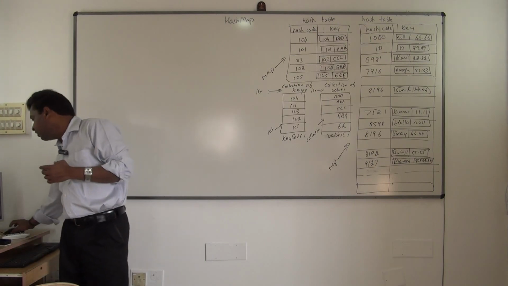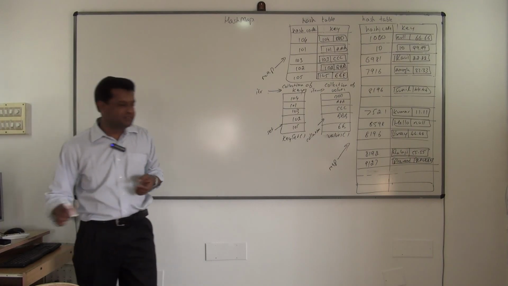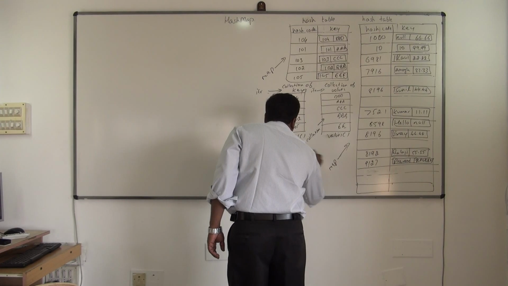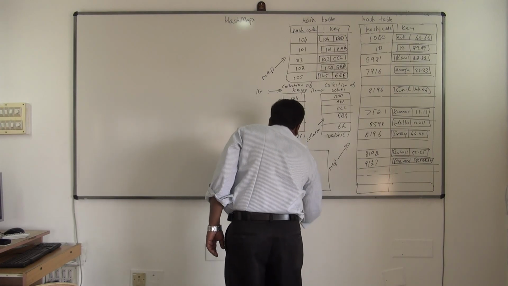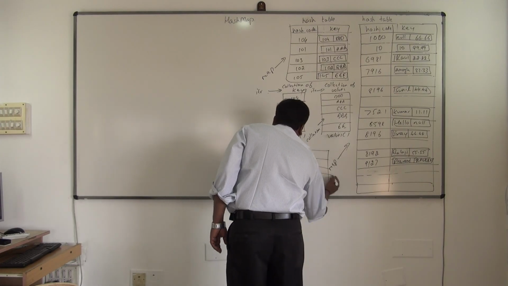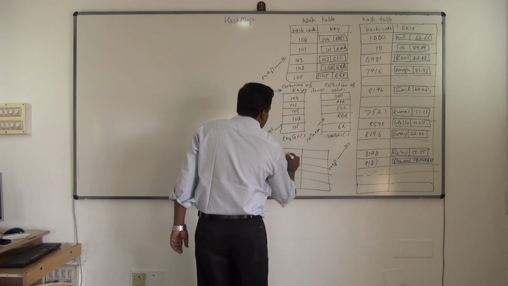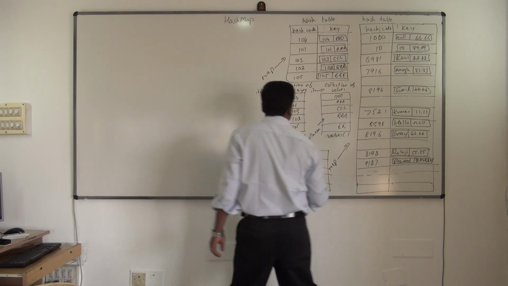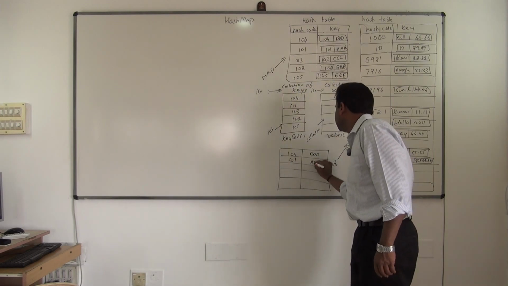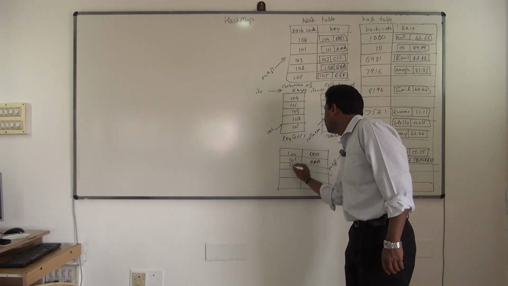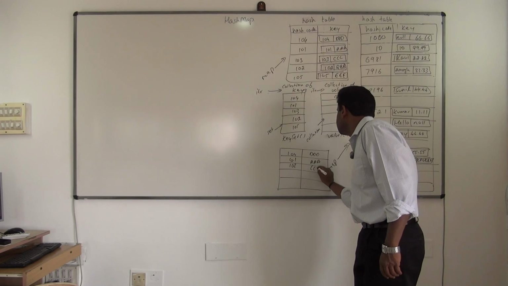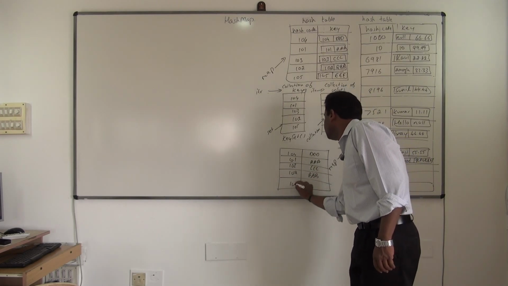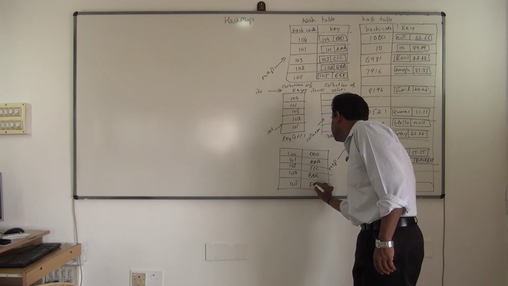So for that, which method will you call now? Entry set. Simple. So I call entry set. This time you will have key and value, that's it. 104 DDD, 101 AAA, 103 CCC, 102 BBB, 105 EEE.